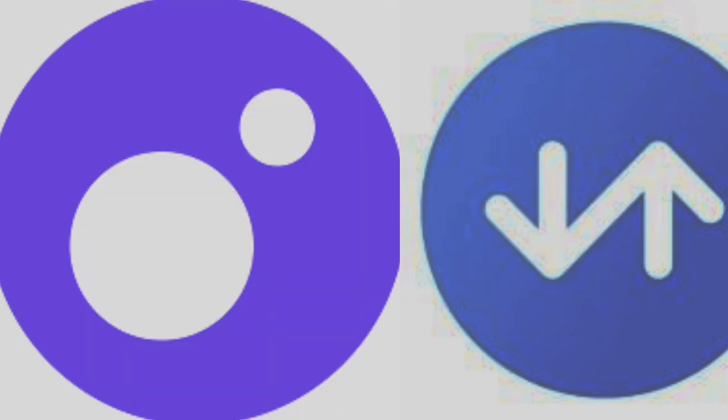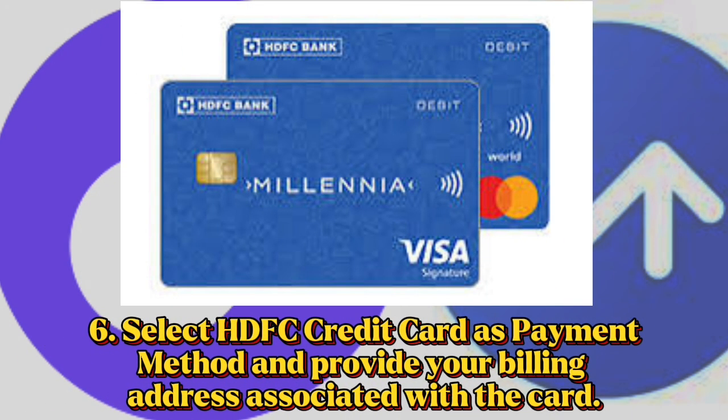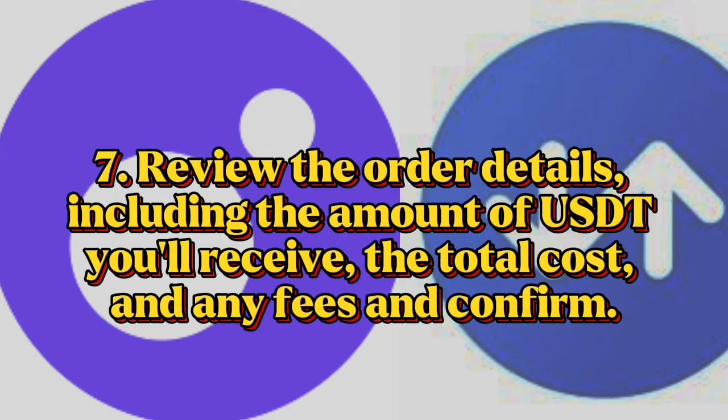Enter your HDFC credit card details, card number, expiry date, and CVV. Provide your billing address if prompted. Before finalizing, a summary screen will appear. Carefully review all the order details. After successful payment and blockchain network confirmation, your USDT will be sent to the specified wallet address.